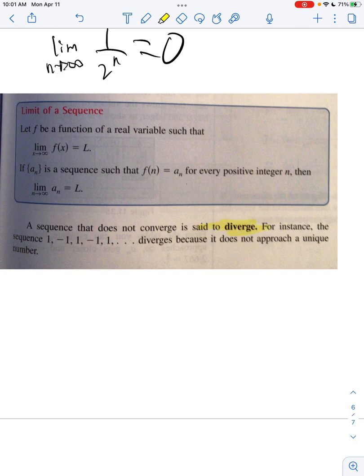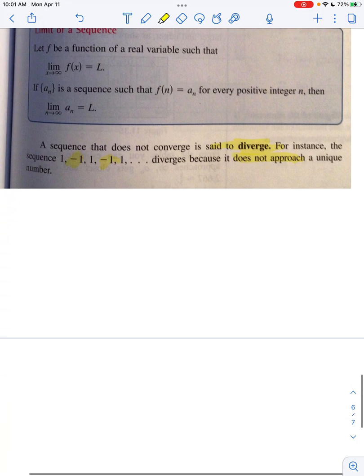It is important to note that sometimes a sequence will diverge, which means it might be alternating between positive and negative, and it's not approaching a unique number.